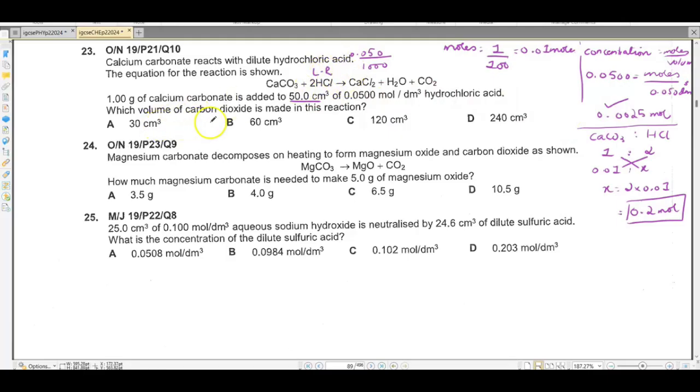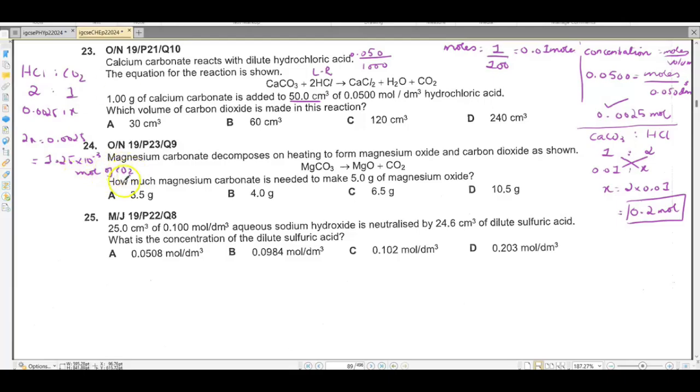Okay, to find the volume of carbon dioxide, we need moles of carbon dioxide. So how are we going to do it? HCl and CO2: HCl is 2 moles, CO2 is 1 mole. The moles of HCl are 0.0025, so 2X is equal to 0.0025, and this is going to give us 1.25 into 10 raised to the power minus 3 mole of CO2.